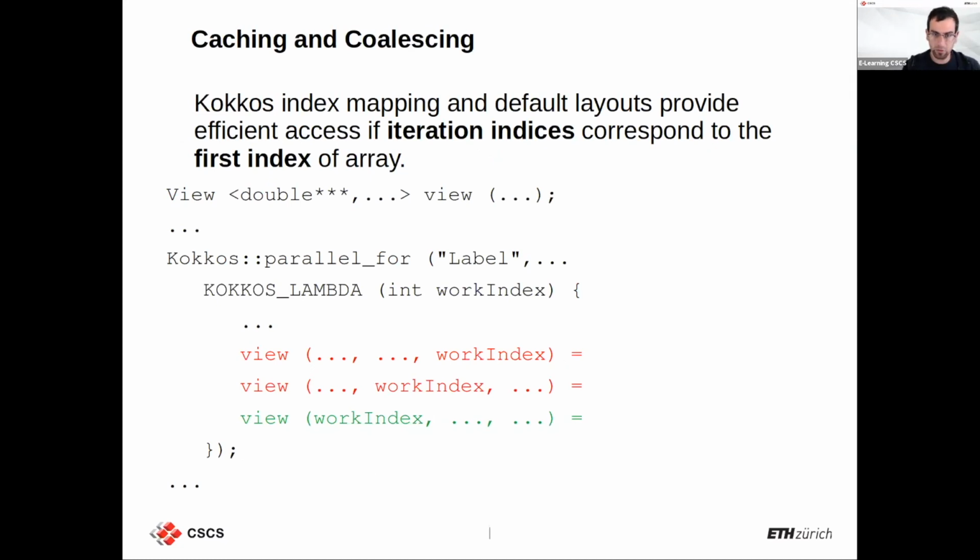Last, how it works in Kokkos. Kokkos index mapping and default layouts provide efficient access if the iteration index corresponds to the first index of the array. So if the first index of the array corresponds to the iteration, Kokkos will take care of giving, in the case of CPU, a contiguous index or a strided index, in most cases. So the layout will affect this index, in order to minimize the cache misses.